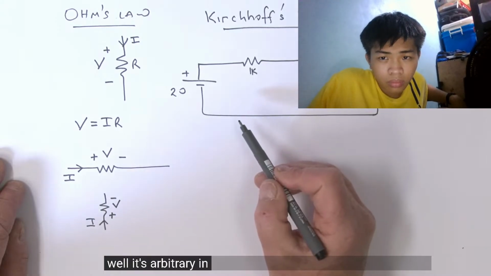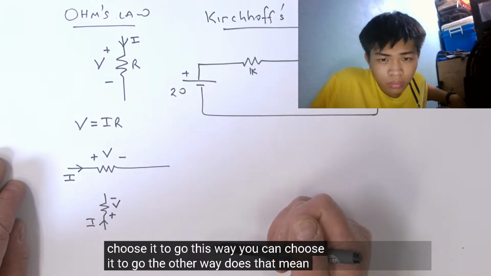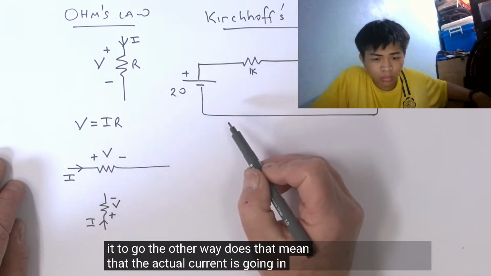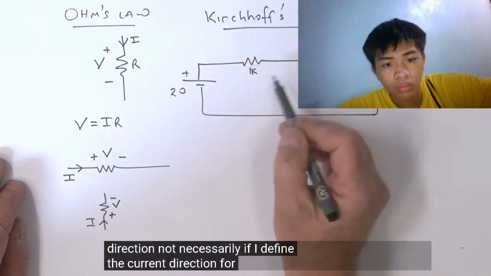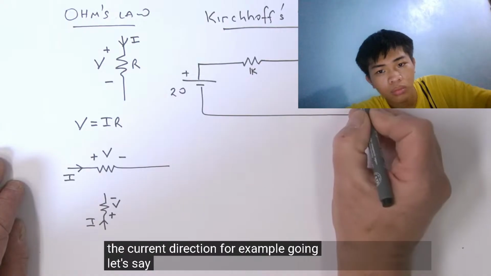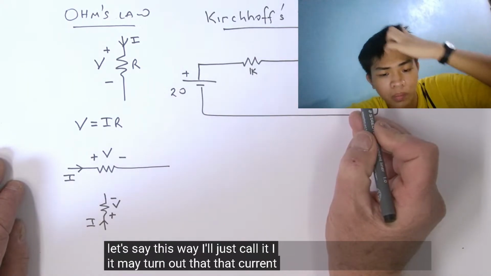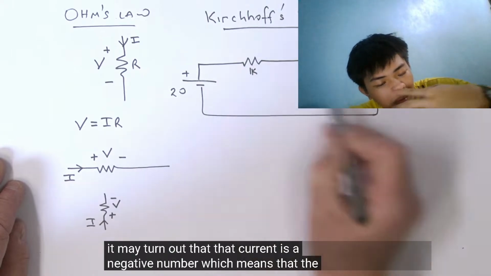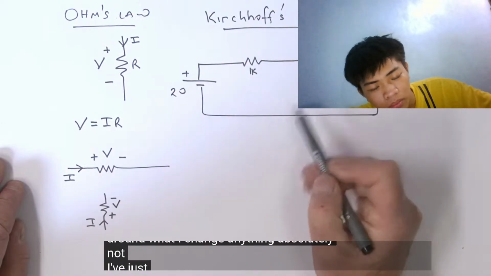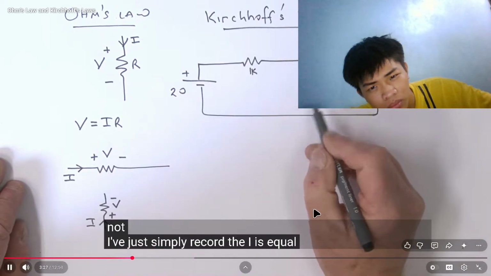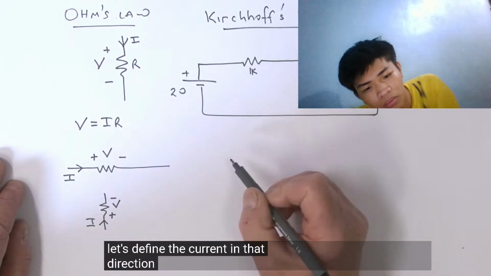Well, it's arbitrary in a way. You can choose it to go this way, you can choose it to go the other way. Does that mean that the actual current is going in that direction? Not necessarily. If I define the current direction, for example, going, let's say, this way, I'll just call it I, it may turn out that that current is a negative number, which means that the current really was going the other way around. Would I change anything? Absolutely not. I would just simply record that I is equal to some negative number. All right, so let's define the current in that direction.